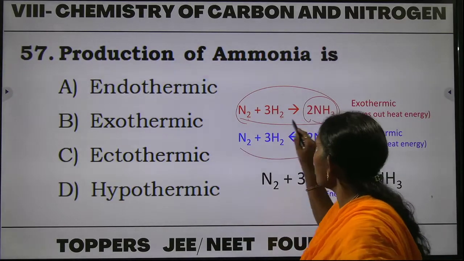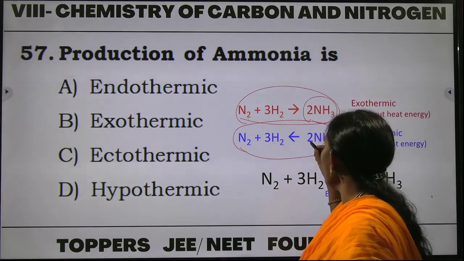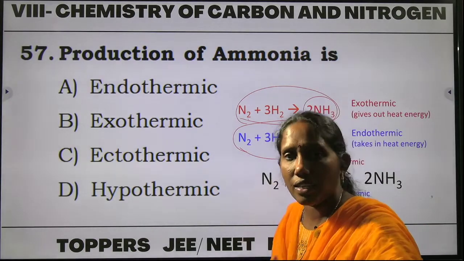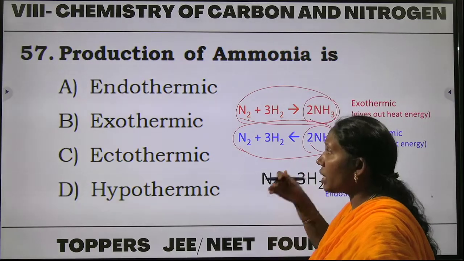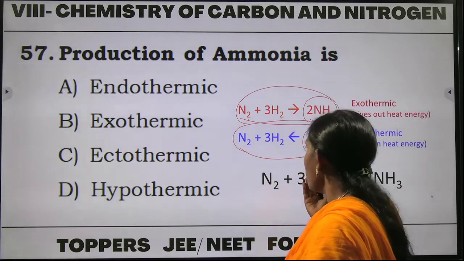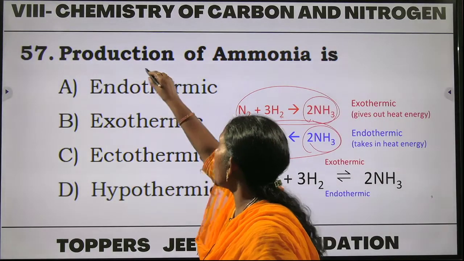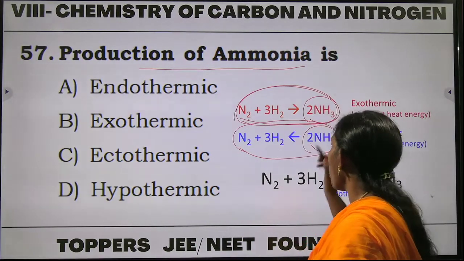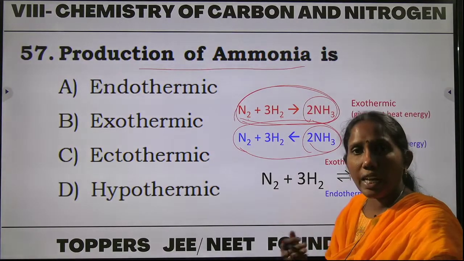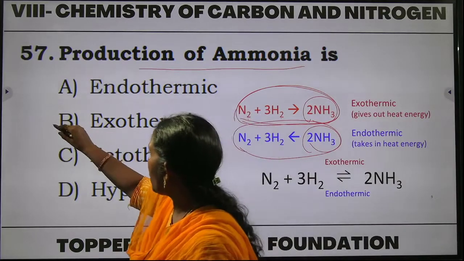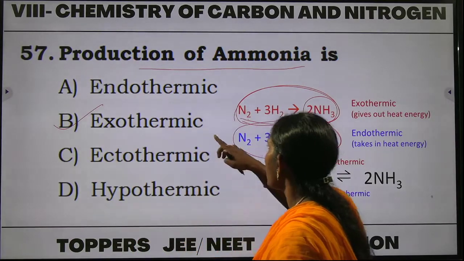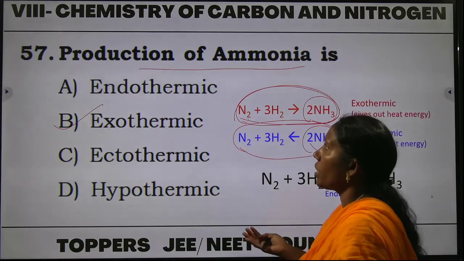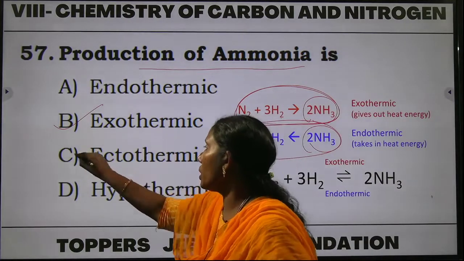Because Haber's process is a reversible process, when nitrogen and hydrogen are prepared from ammonia, it consumes energy, meaning it takes in energy. So it is endothermic in nature; it requires energy. But in our question, they said production of ammonia. So we have to take the reaction where nitrogen reacts with hydrogen and forms ammonia, which gives out heat energy. So it is considered an exothermic reaction, not endothermic. It would be an endothermic reaction when you prepare nitrogen and hydrogen from ammonia. But our question is clear, we will go with the B option, not ectothermic and not hypothermic reactions.